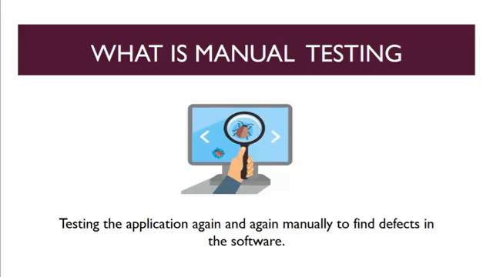Without manual testing, the testing process will not be complete, and there is a chance of critical functional issues if we are less bothered about the manual testing process. For that, manual testing is the base for automation testing. Without manual testing, we cannot go for automation.